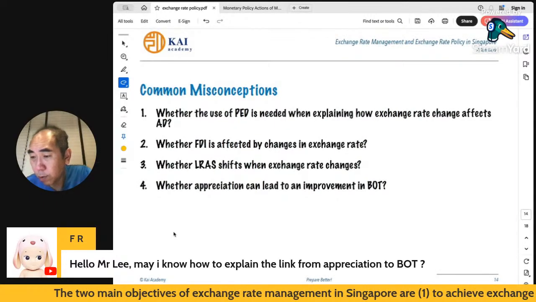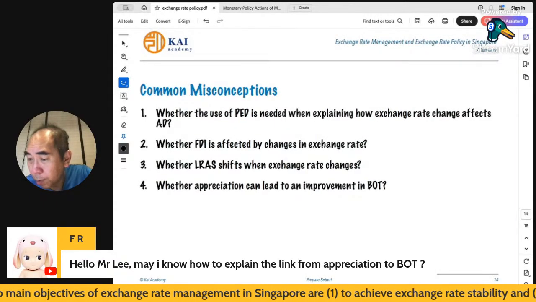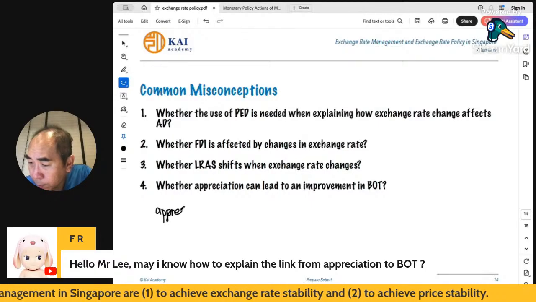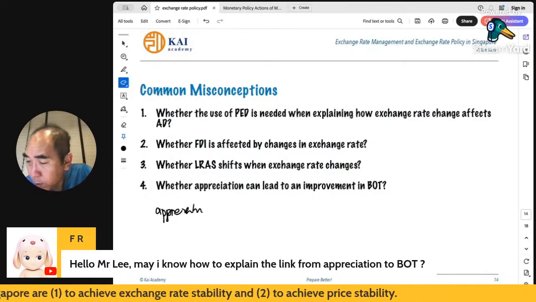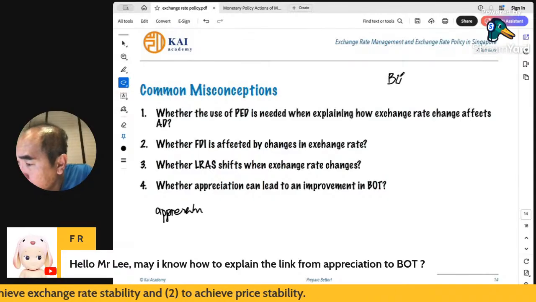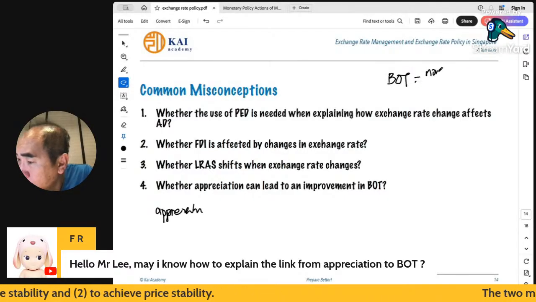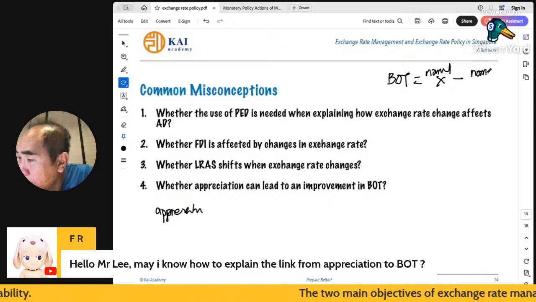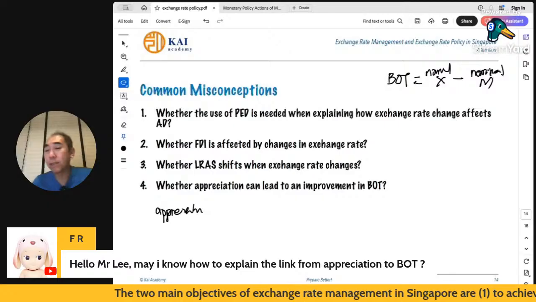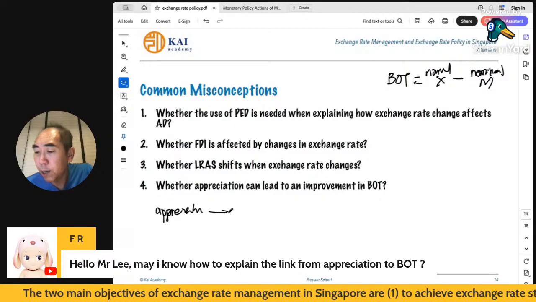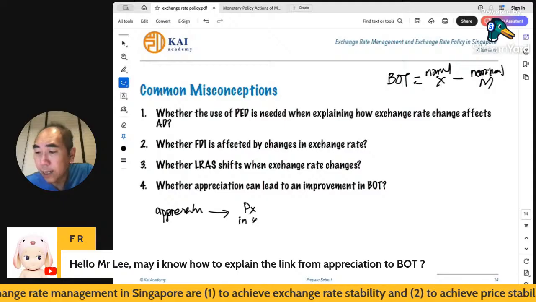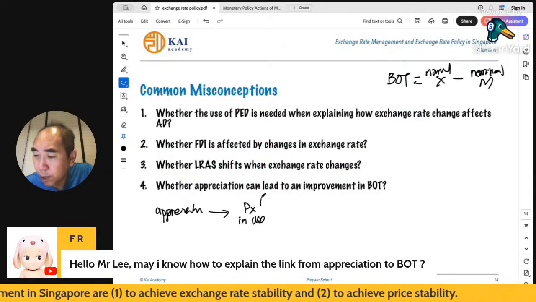Okay, so how to explain the link from appreciation to BOT? When you appreciate your currency, first note that BOT is nominal X minus nominal M. I want to emphasize the nominal part of the X and M, because we are using current year prices rather than base year price. So appreciation will cause your PX, in, let's say, USD, for example, to increase.